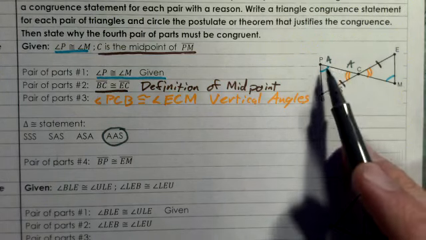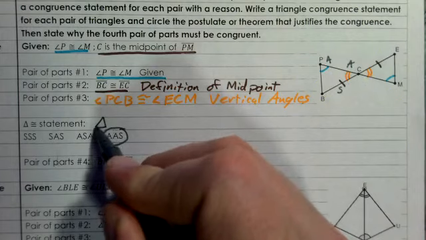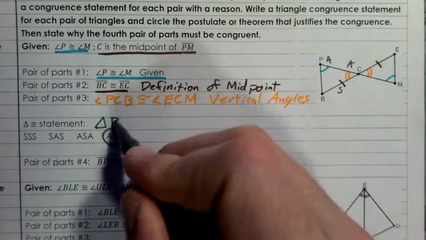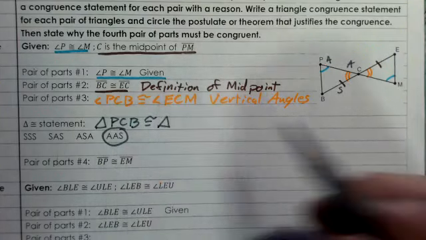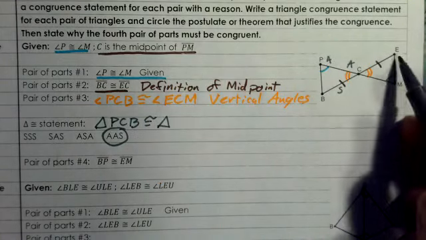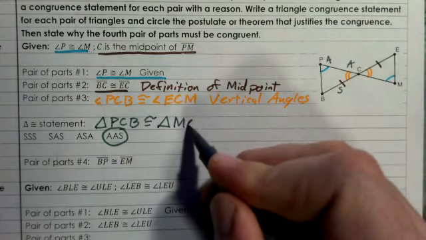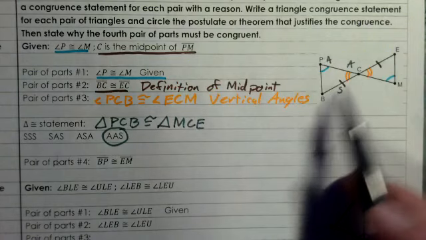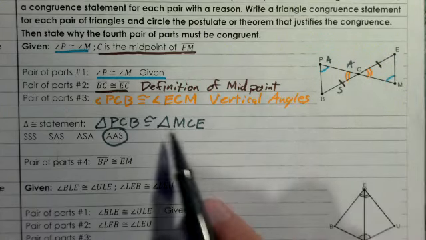So I'm going to go by the angle, angle, side to make my congruent statement. So triangle PCB, that's got to be congruent, going by angle, angle, side, to MCE. So if I look at it, I went angle, angle, side, PCB, PCB, angle, angle, side, MCE, MCE.